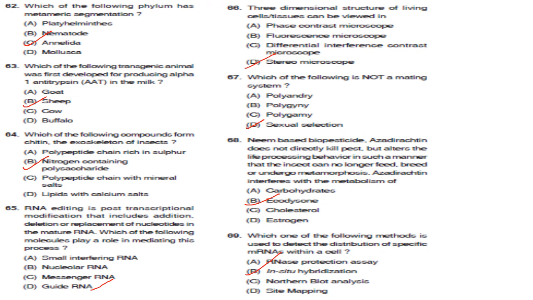Then which of the following transgenic animal was first developed for producing alpha-1 antitrypsin in the milk? So alpha-1 antitrypsin is a protein produced in the liver that protects the body's tissues from being damaged by infection. And this alpha-1 antitrypsin, AAT, is a protein that protects lungs and the liver from damage, and this was developed in which transgenic animal, that is sheep.